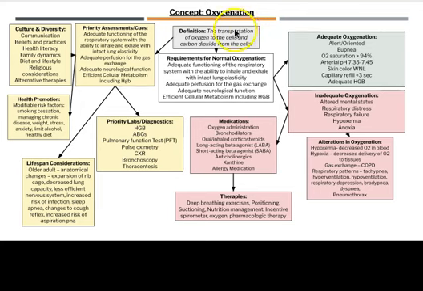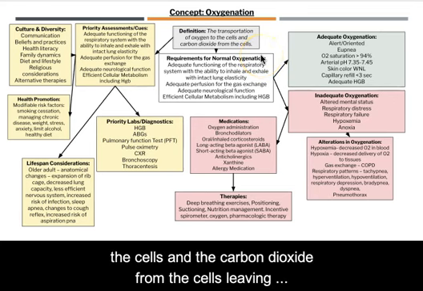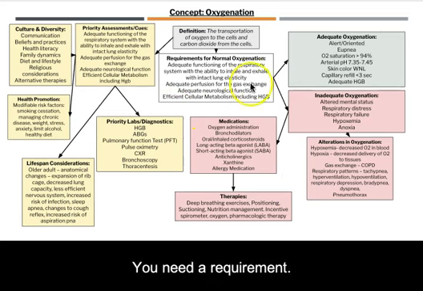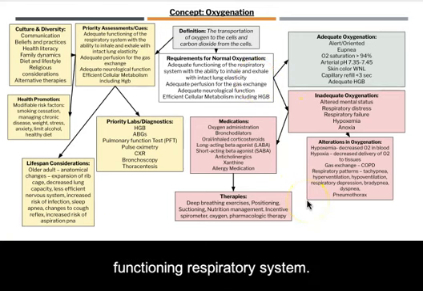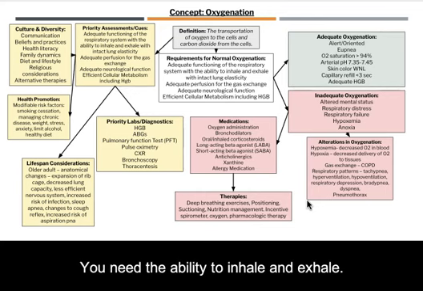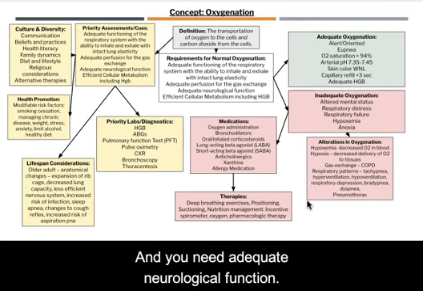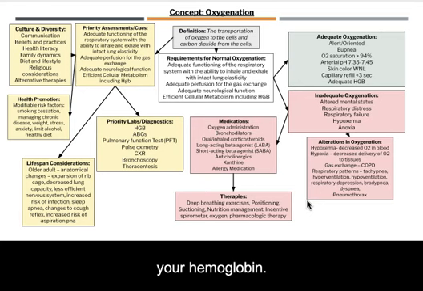What is oxygenation? Oxygenation is the transportation of oxygen to the cells and the carbon dioxide from the cells leaving the body, right? Then what do we need for this to actually happen? You need an adequate functioning respiratory system. You need the ability to inhale and exhale. You need adequate perfusion for the gas exchange to happen. And you need adequate neurological function. You need an efficient cellular metabolism, including your hemoglobin.